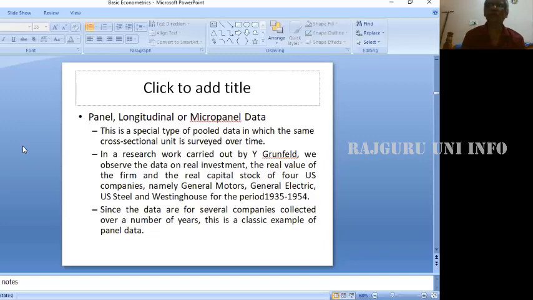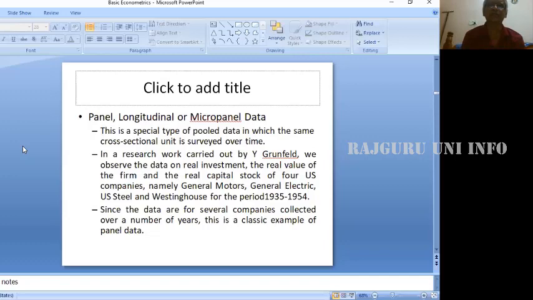So we should know what type of data we are using, whether it is time series data, cross-section data, pooled data or panel data. Most of the research employs panel data, but we don't recognize that we are using panel data, and we simply end up saying that it is secondary data. Though it is secondary, the concept is panel data.